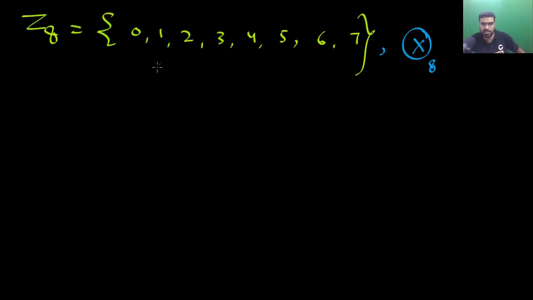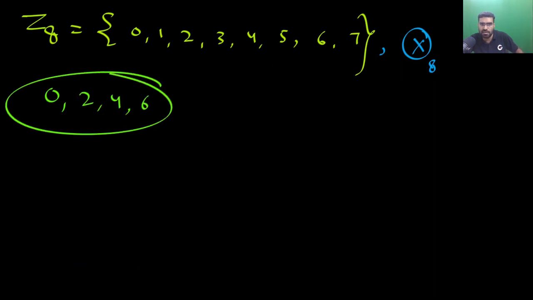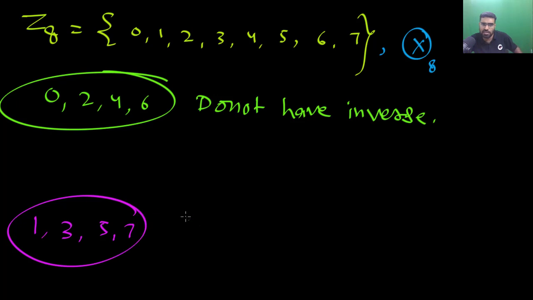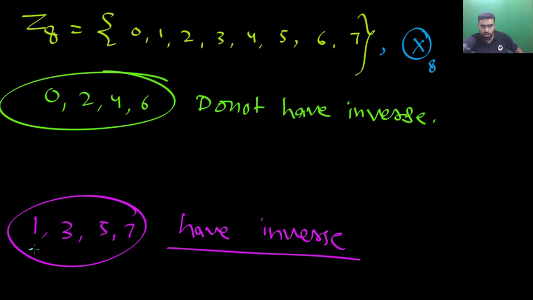Now let's see this example also, Z8. In this Z8 you can see that 0, 2, 4, 6 do not have inverse. But which elements have inverse? You can see 1, 3, 5, 7 have inverse. Because these elements have inverse, they are called units. Unit means the elements which have inverse. 1 has inverse, so 1 is a unit. 3 has inverse, so 3 is a unit. 5 has inverse, 5 is a unit. And 7 has inverse, so 7 is a unit.